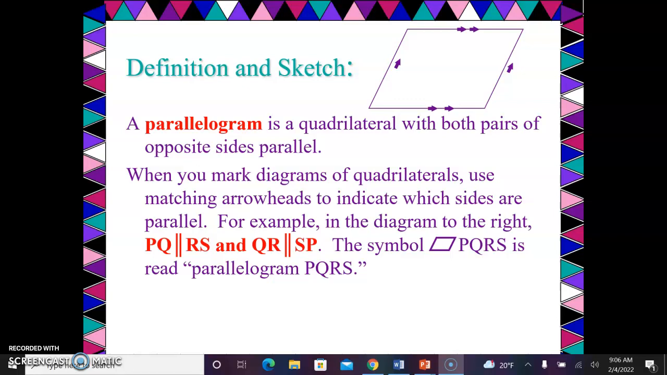So to begin this morning, let's look at the definition of a parallelogram. A parallelogram is a quadrilateral with both pairs of opposite sides parallel. Please remember when we're going to mark this in a diagram, we have to use some sort of arrows to indicate which side is parallel to which side. So you can see that we use the arrows in the diagram above to show us that the opposite sides are parallel. We also use the symbol, which looks just like a little parallelogram, to say that the shape is a parallelogram. So you see there that we say in this symbol, PQRS is read parallelogram PQRS.